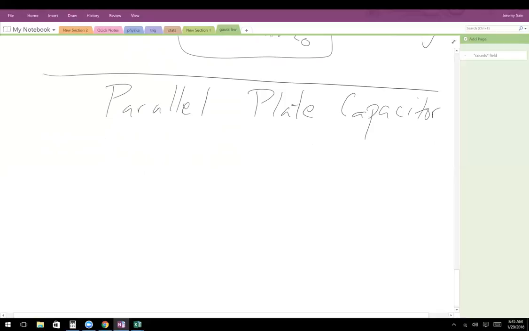All right, so parallel plate capacitor, that's a fancy name for two plates that are really, really close together, and one has a positive charge on it, one has a negative charge. And the charges are the same, but just one's positive, one's negative.